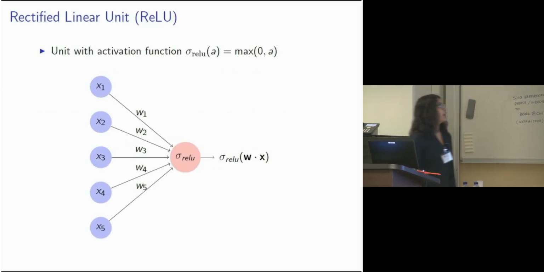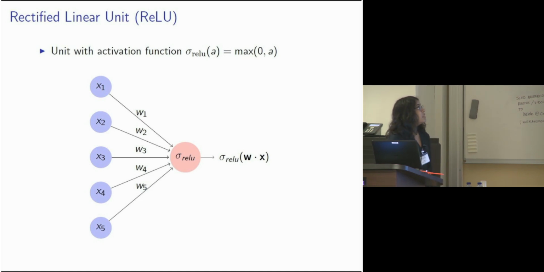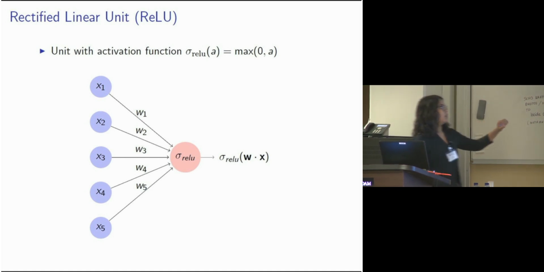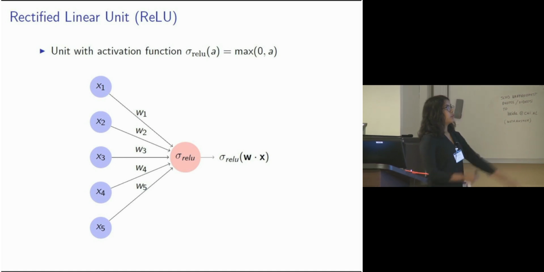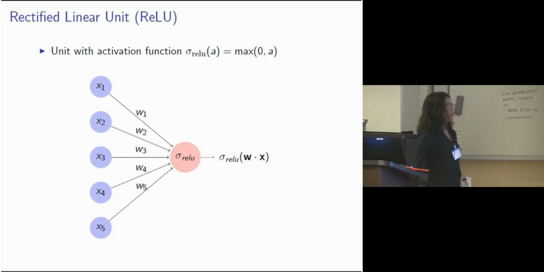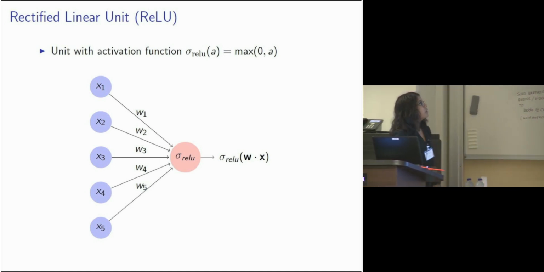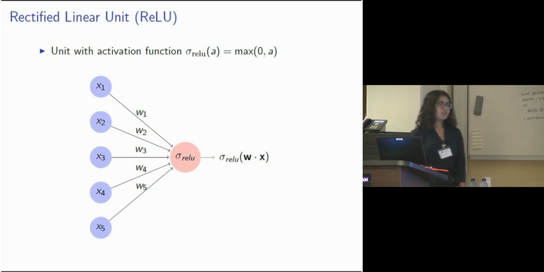So let me start by defining what a ReLU is. It's basically a unit in the neural network which takes an input x and weight vector w and outputs the function max of 0, comma w transpose x. This is a commonly used activation function in a lot of neural nets nowadays in practice.